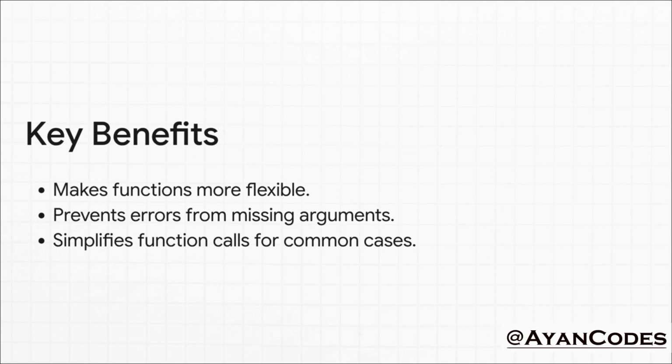So let's just quickly recap the big wins here. First, your functions become way more flexible. They can handle being called in different ways. Second, and this is huge, you prevent all those annoying errors from popping up just because an argument was missing. And third, it just makes your life easier. For the most common situation, you can call the function with less typing. You only have to add the argument when you want to do something different from the default.